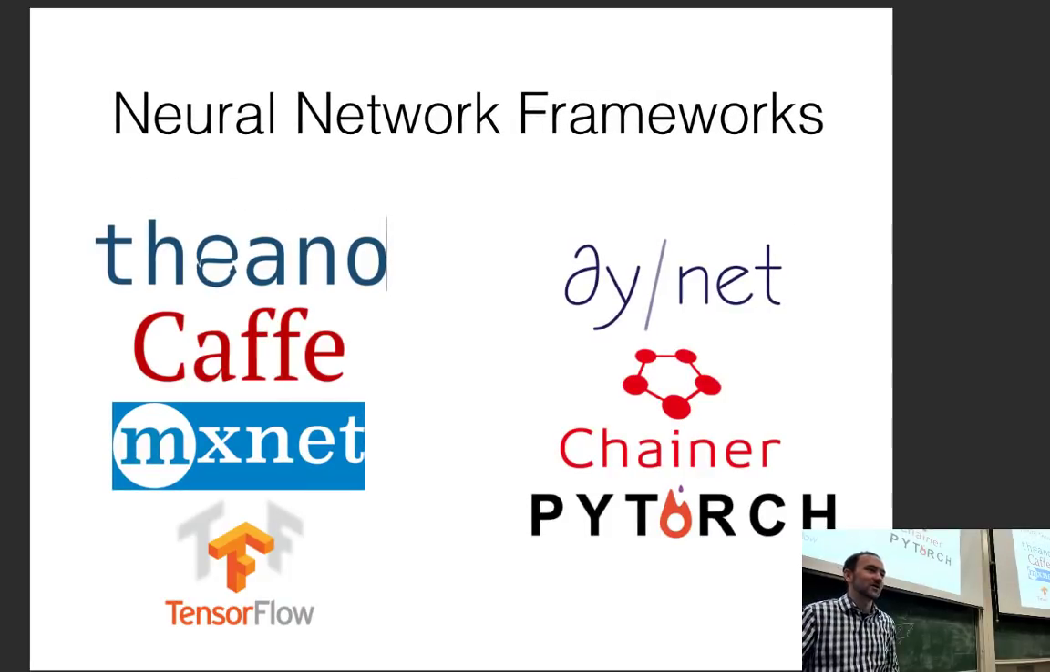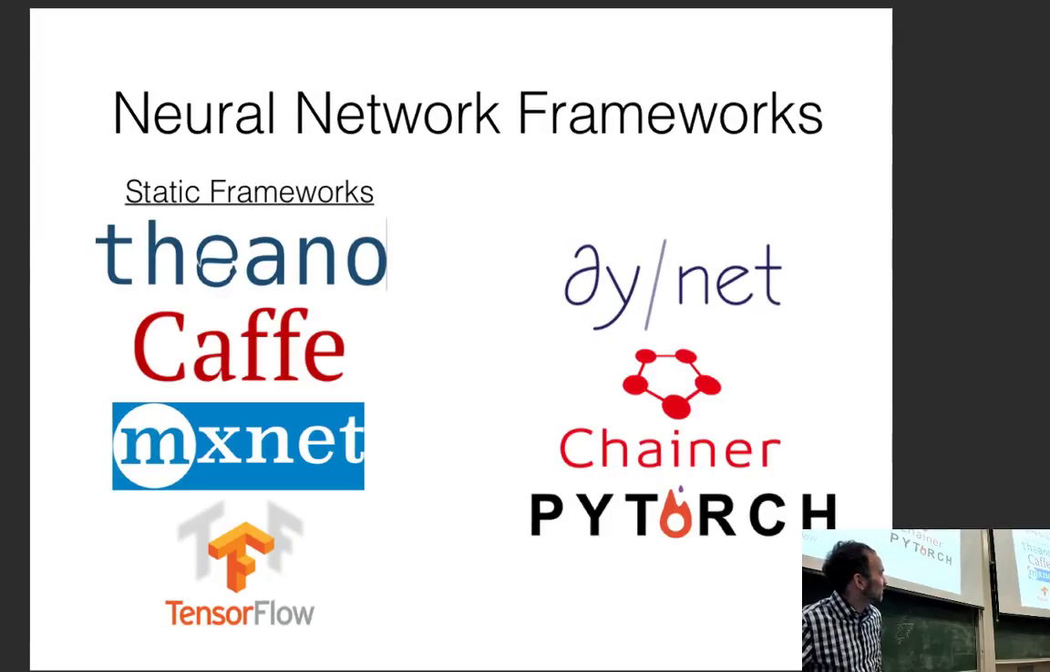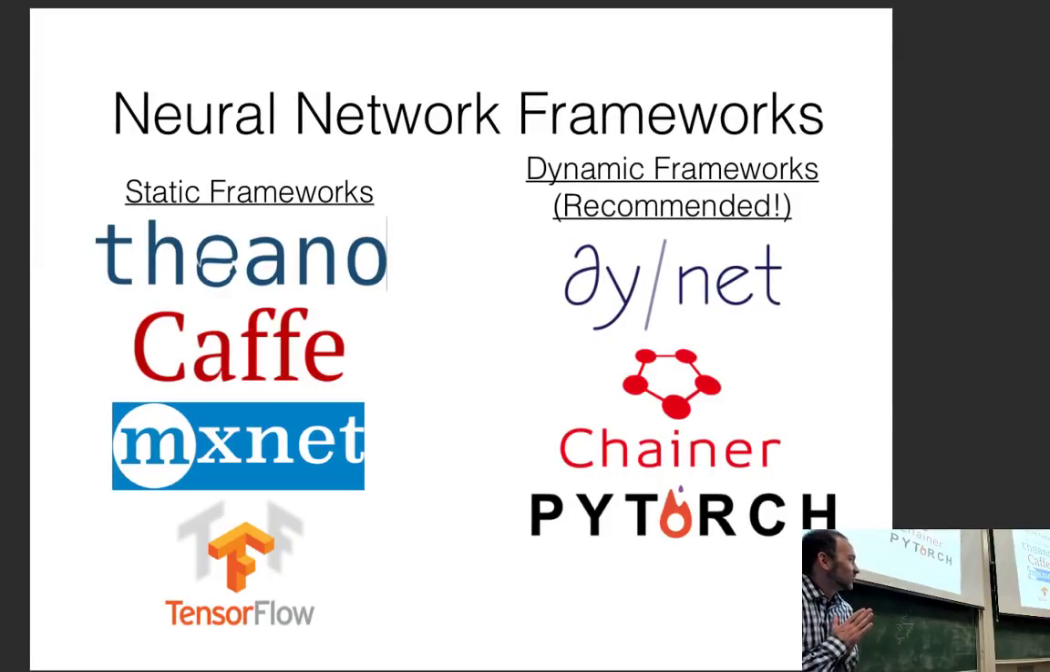Sorry, I gave away my quiz. My quiz was what's the difference between the ones on the left and the right? But since I already gave away my quiz, I'll just say it. The ones on the left are ones that are largely based on static declaration of computation graphs. And the ones on the right are ones that are largely based on dynamic declaration of computation graphs.